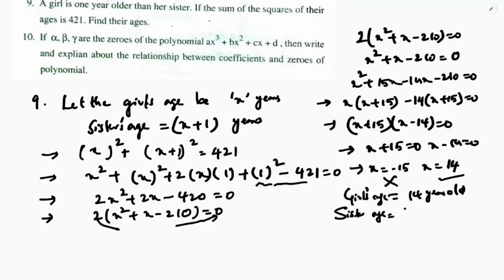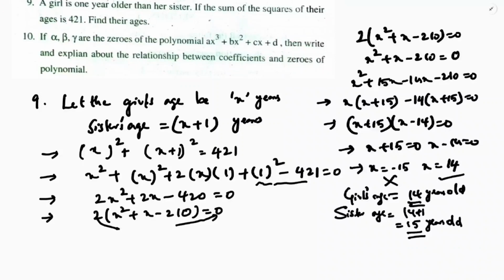Sister's age is 14 plus 1, which is nothing but 15 years old. So in this way we need to simplify 14 and 15. We'll see the next question.